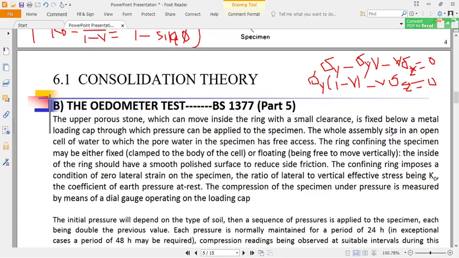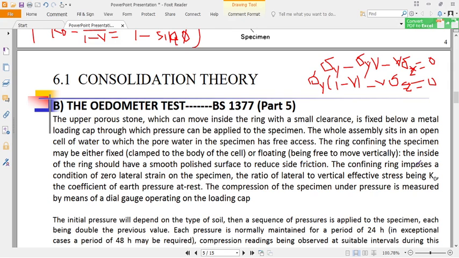The whole assembly sits in an open cell of water to which the pore water in the specimen has free access. Okay, water can then move in and move out. Under loading it will be moving out, then under unloading it will be moving in. The ring confining the specimen may be either fixed, clamped to the body of the cell, or floating, free to move vertically. The inside of the ring should be a smooth, polished surface to reduce side friction.